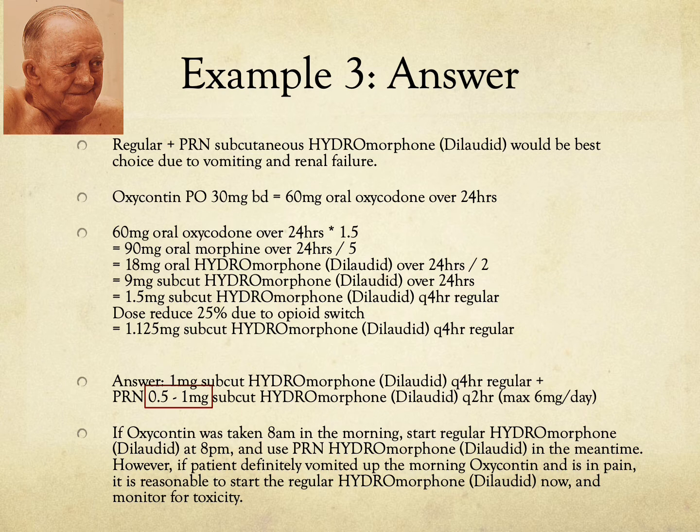Remember that the breakthrough dose is 1/12 to 1/6 of the total daily regular dose. And note how we write HYDROmorphone with capitals and the brand name Dilaudid to reduce potential confusion with morphine, which has happened many times in reality, causing adverse patient events.